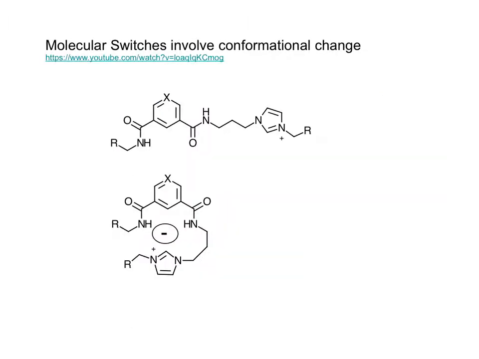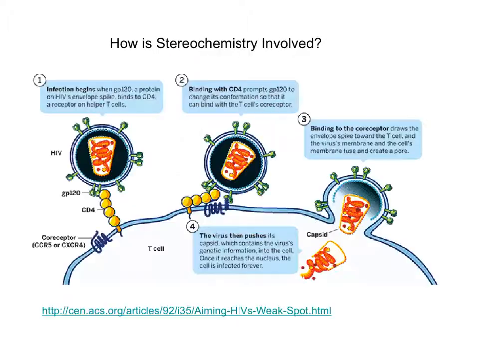Molecular switches involve conformational change. Take a look at the top structure and see if you can identify the bond or bonds that rotate to form the bottom structure. This picture shows how a conformational change is involved when HIV infects a cell.